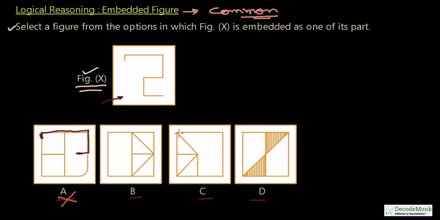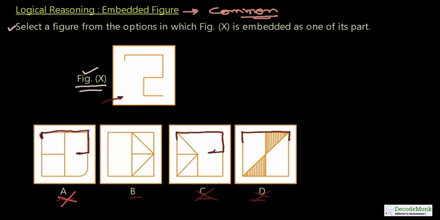Now let us try option C. Here also, this part is not there, so option C is also not the right answer. Next, let us try option D. Here also you can see that the question figure, or the figure X, is not embedded, so option D is also not the right answer.